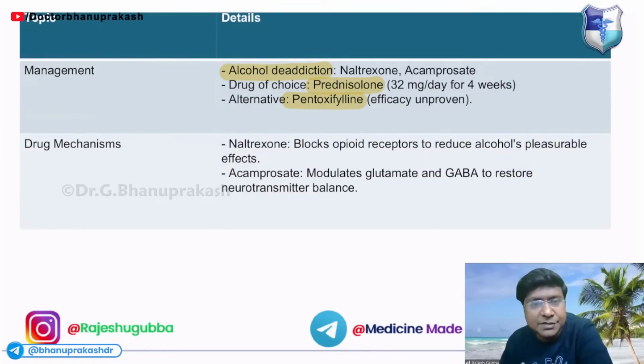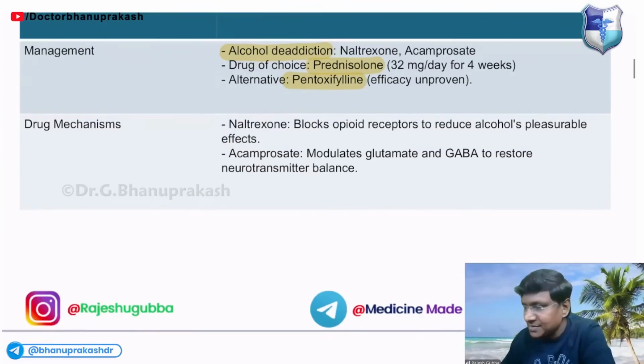So what is the take-home message for alcoholic hepatitis? Your SGOT to SGPT ratio will be more than 1. The first line imaging investigation will be ultrasound abdomen. Investigation of choice will be biopsy, where you will have the presence of Mallory-Denk bodies. The scoring systems which will decide to start the treatment are the MELD score, Glasgow score, and Maddrey's discriminant function score. And the drug of choice will be the steroids. So this is about your alcoholic hepatitis.